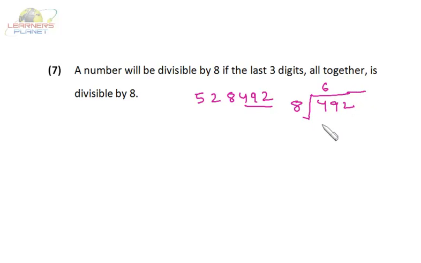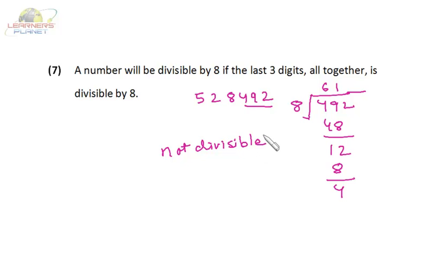Now 8 6s are 48. I am left with 1. Then take 2. 8 1s are 8. So 4 is the remainder. That means 492 is not a multiple of 8, or it is not divisible by 8. Hence the entire number will not be divisible by 8. Okay. So this number is not divisible.